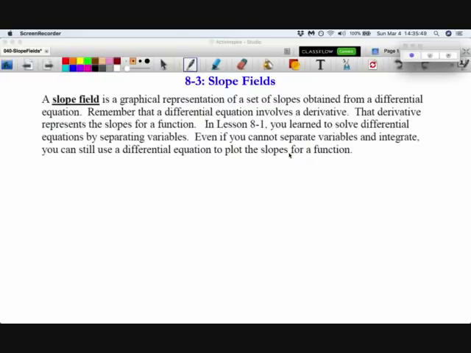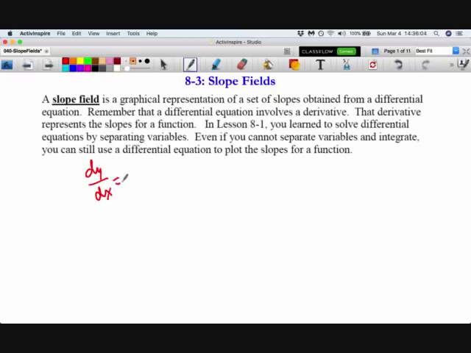Today we're going to be talking about slope fields. A slope field is a graphical representation of a set of slopes which we will get from a differential equation. So, if you don't remember, differential equations look like this. Something like this, to keep it interesting.